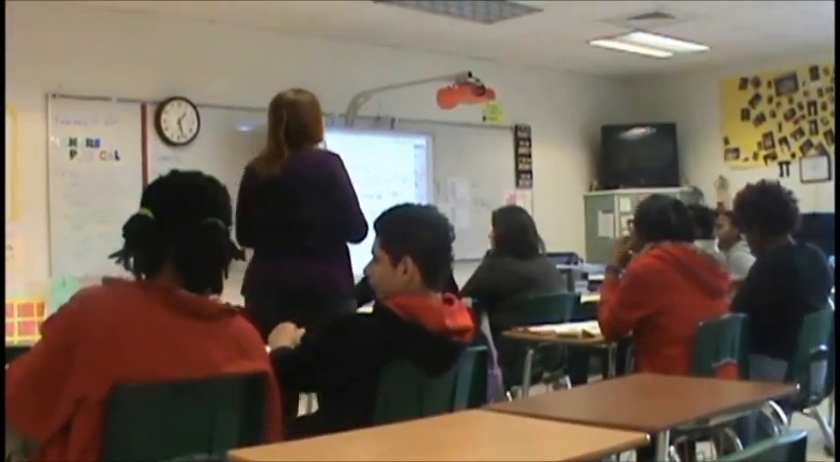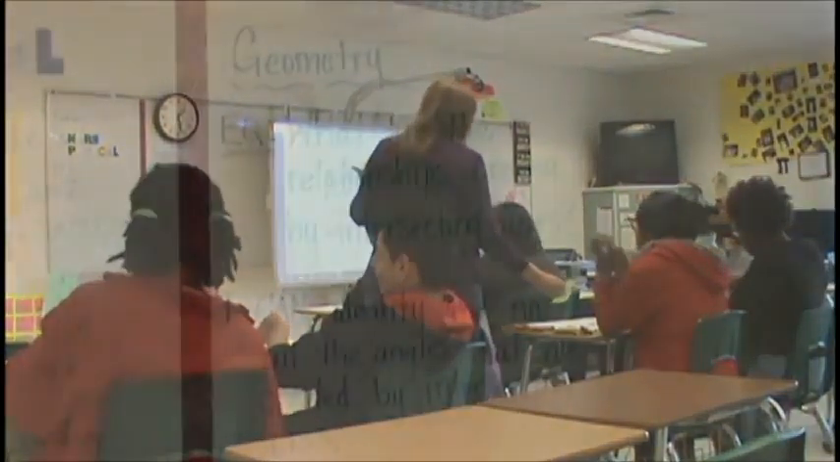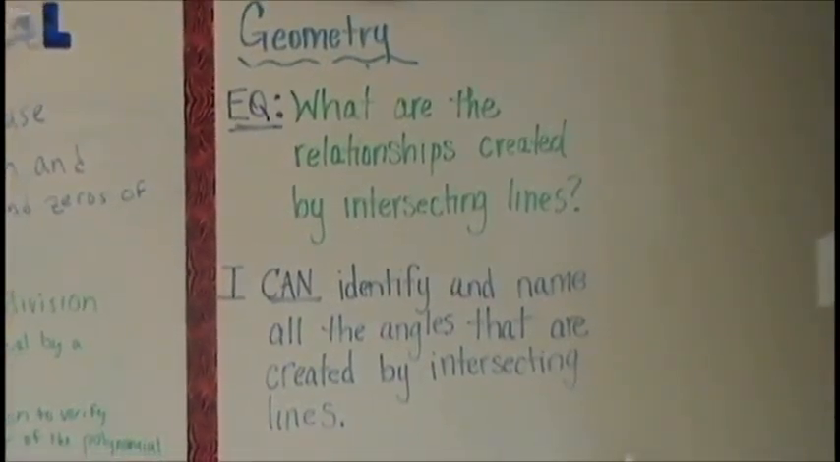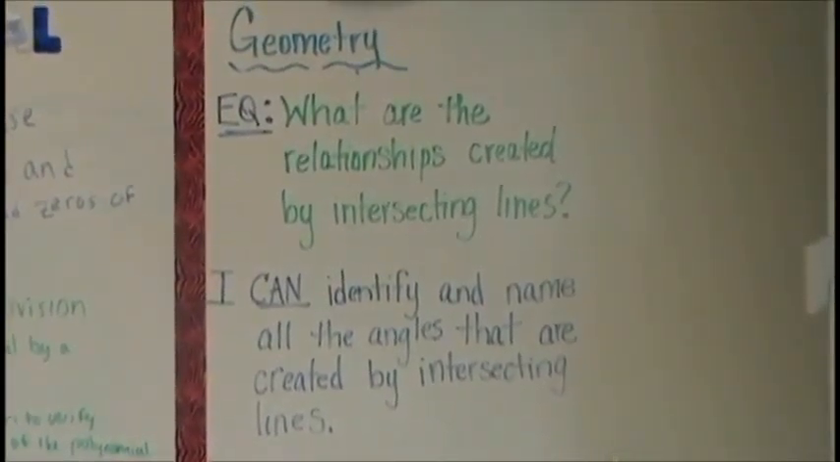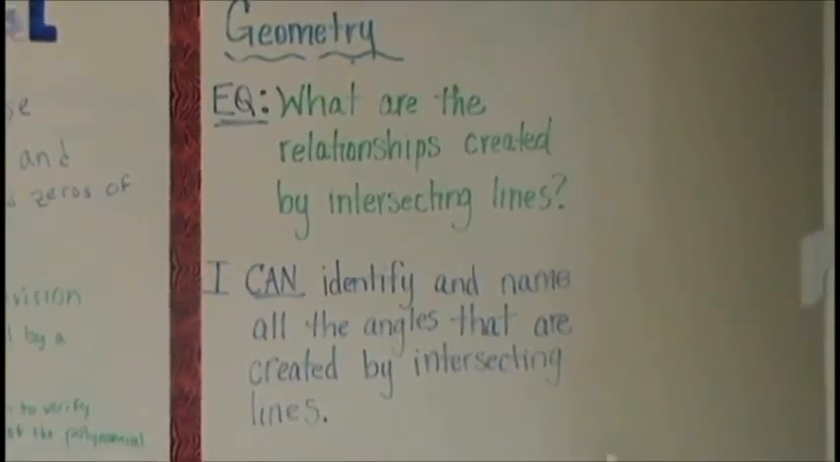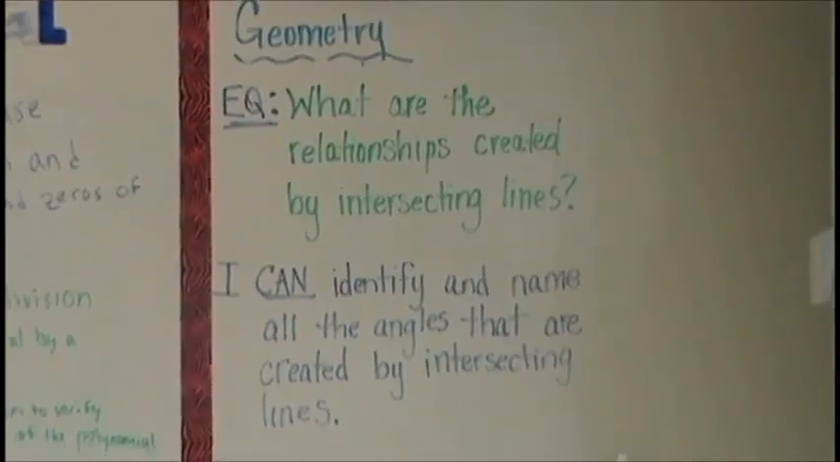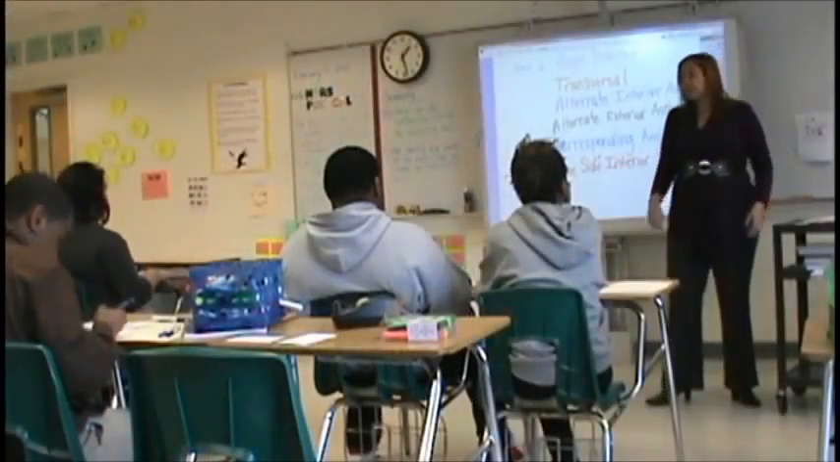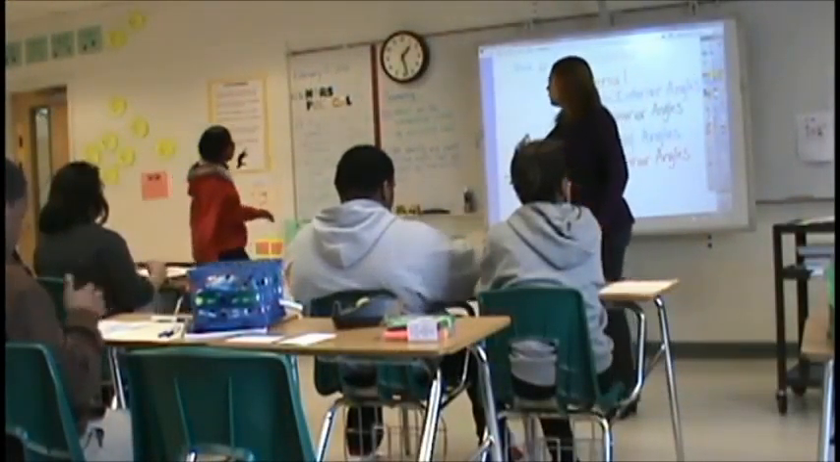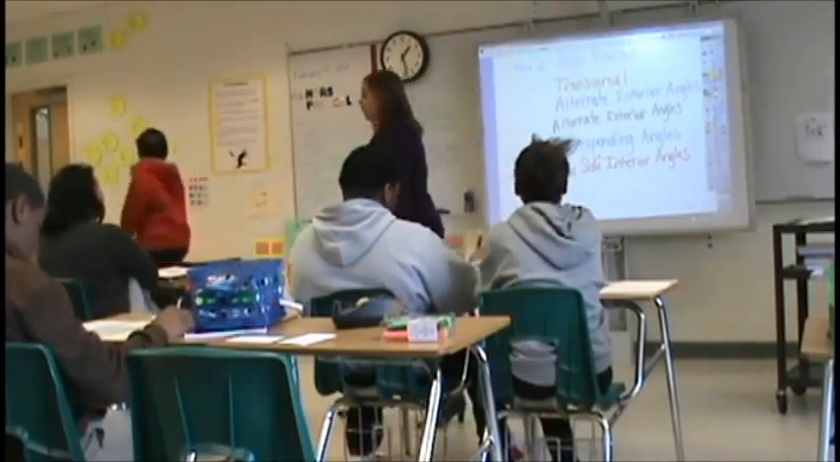And what should we be able to do by the end of the class? Identify and name all of the angles that are created by intersecting lines. Okay? All right, so let's talk about these angles quickly so we can get to our activity for today.